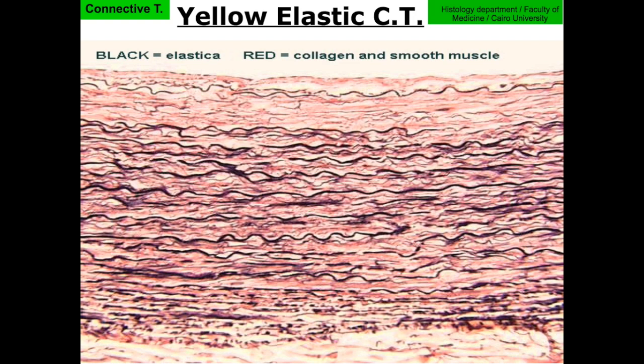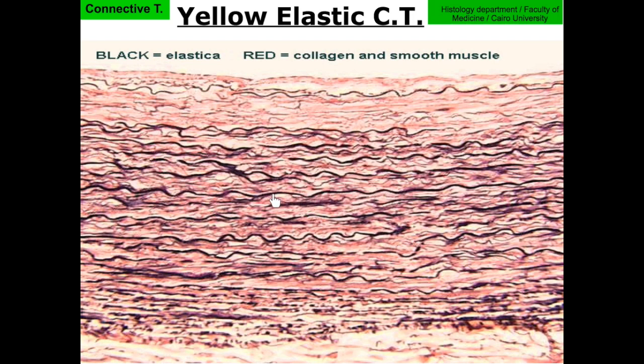If you are asked what is this type of tissue, it is yellow elastic connective tissue. And what is the classification of this tissue? It is the dense type of connective tissue proper. What is the main component? The elastic fibers, as you see, are the main component, which are parallel to each other. What are the cells? We have fibroblasts and fibrocytes, in addition to the smooth muscle fibers in between these elastic fibers. What is the specific stain?